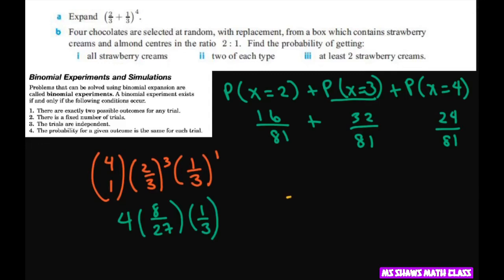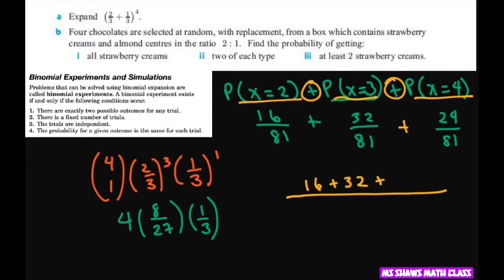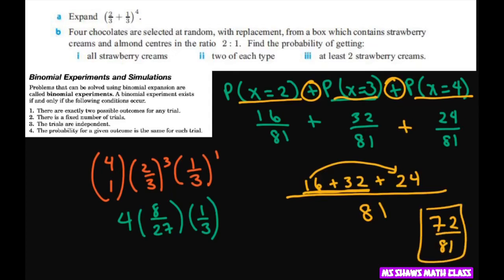Now let's add all this up, because remember we're doing 2 or 3 or 4. So that's 16 plus 32 plus 24 divided by 81. So these 2 added together, 16 plus 24 is 40, and 40 plus 32 is going to be giving you 72 divided by 81. It really helps on these just to use a calculator.